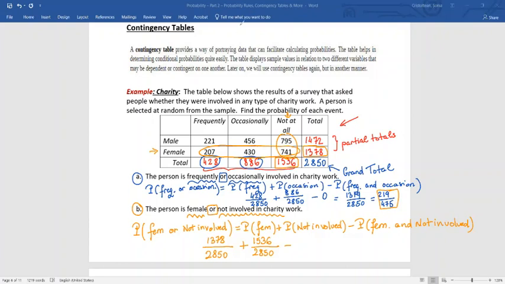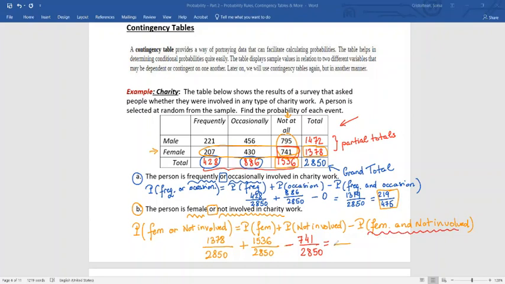You do realize that the overlapping part here is this cell, which is 741, which I added once for the not at all column and once for the female column. So I must subtract these ones. So I will subtract 741 divided by 2,850. Okay? Because these two are not mutually exclusive.